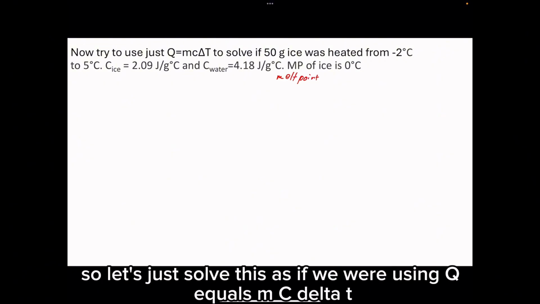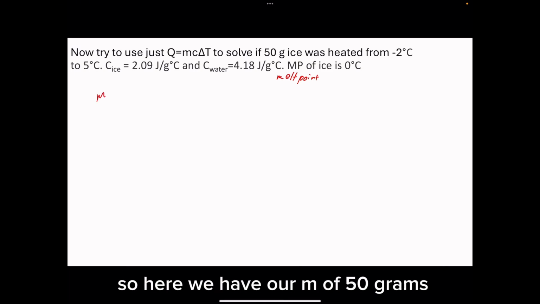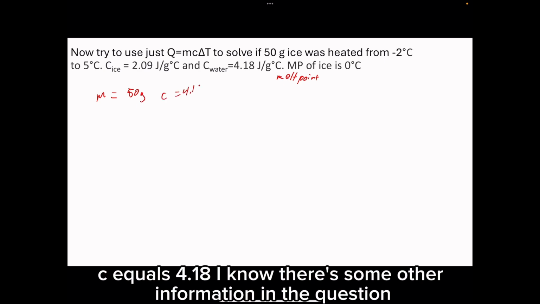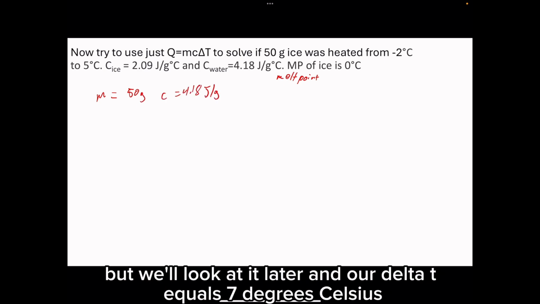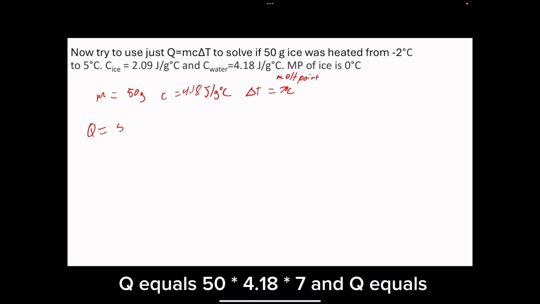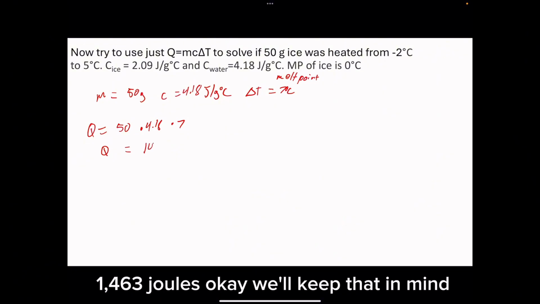So let's just solve this as if we were using Q equals MC delta T and see our answer, and we'll compare it later. So here we have our M of 50 grams. C equals 4.18. I know there's some other information in the question, but we'll look at it later. And our delta T equals 7 degrees Celsius. So here we'll plug it all in. Q equals 50 times 4.18 times 7. And Q equals 1,463 joules. Okay, we'll keep that in mind.